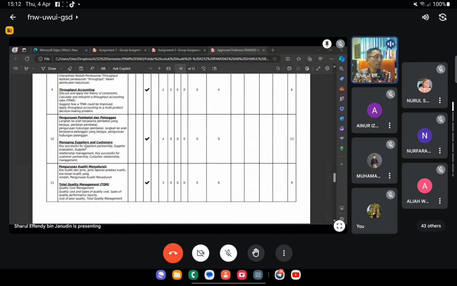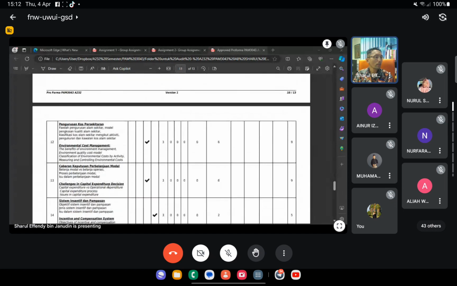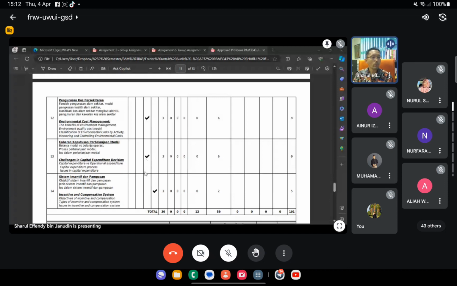And managing supplier, customer, total quality management, environmental cost management, and challenges in capital expenditure, these 4 topics will be tested in your final exam. Then the last topic is on the incentive and compensation system, which will focus more on ethical behavior. It is CLO4, and will be assessed through your group assignment 2.